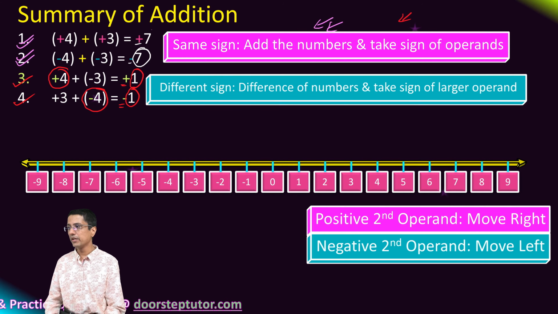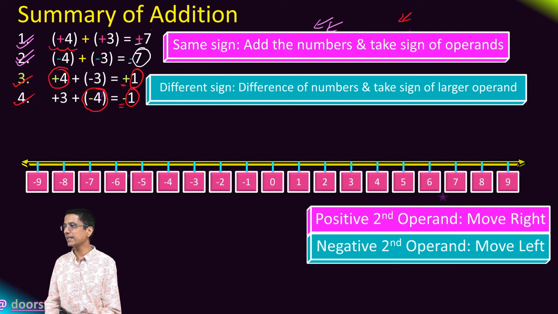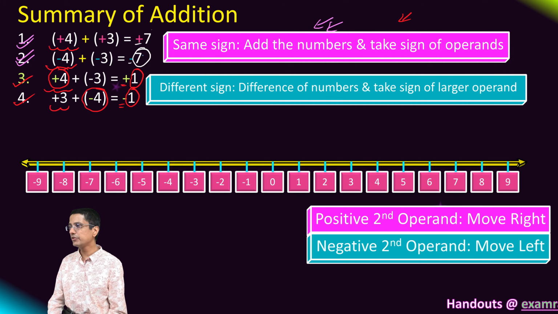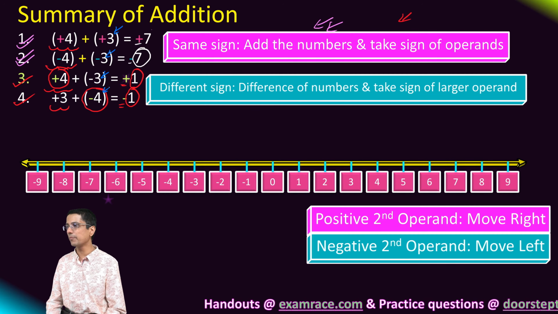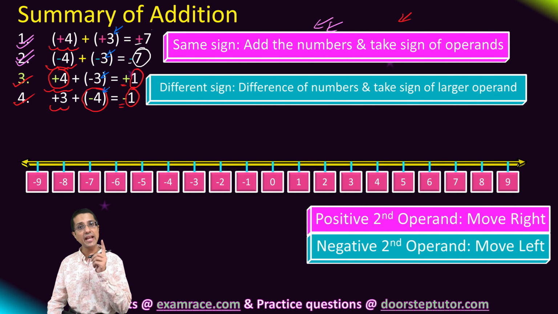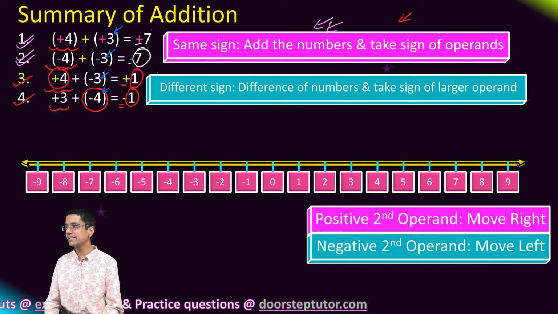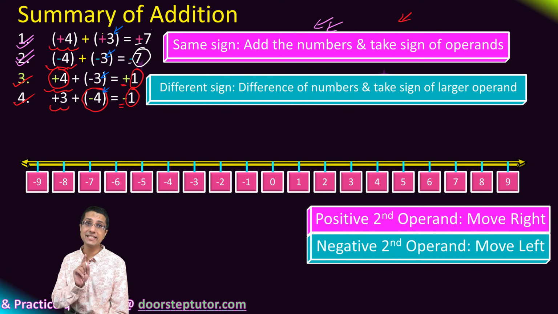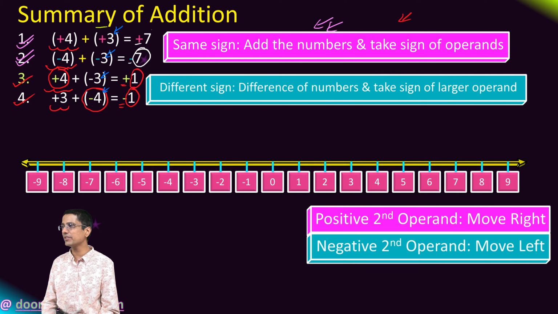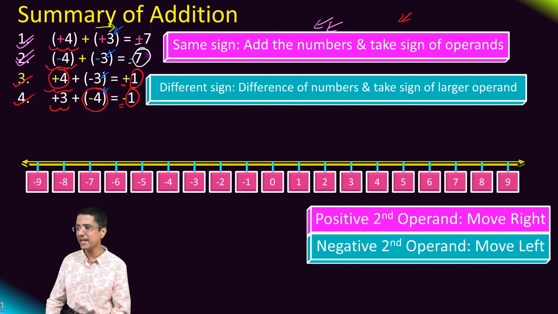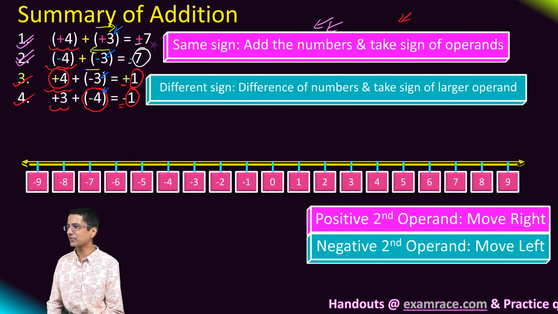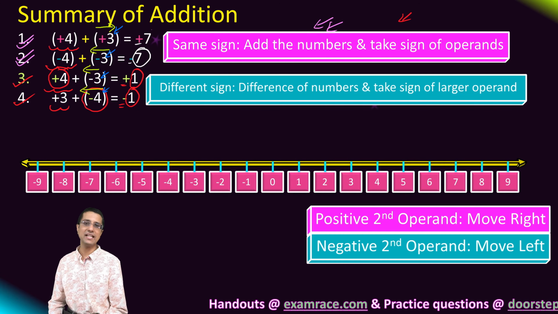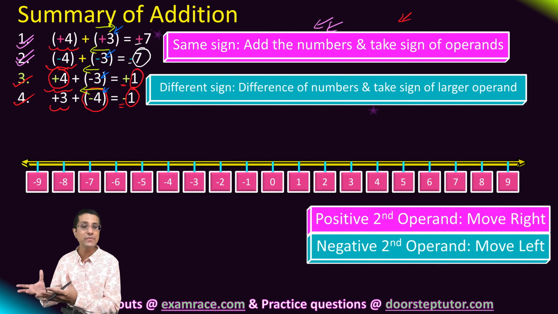If you are specifically asked to solve the integer problems on a number line, then this is what we have to remember. When you are adding numbers on the number line, you start with the first operand. You jump by the magnitude of the second operand. That is the number of jumps you will take. And the direction of the jump is given by the sign of the second operand. So if the sign of the second operand is positive, you jump towards the right. If the sign is negative, you jump towards the left. So all of these 3 cases will jump towards the left. And we have seen how these answers come about.